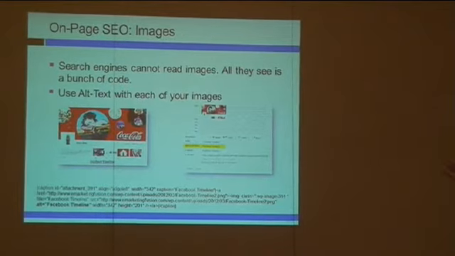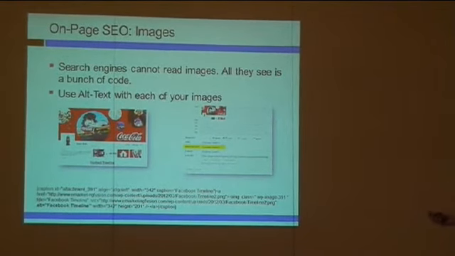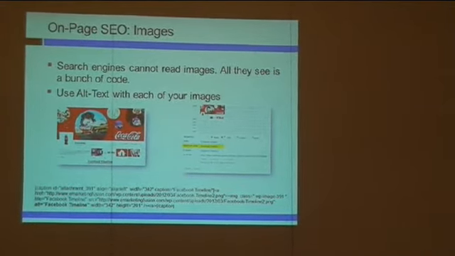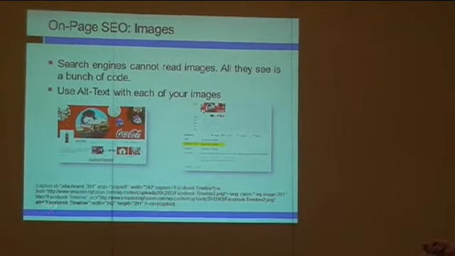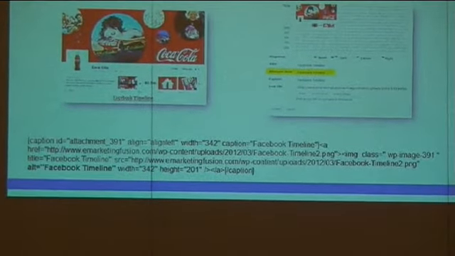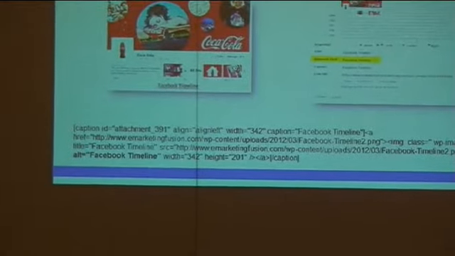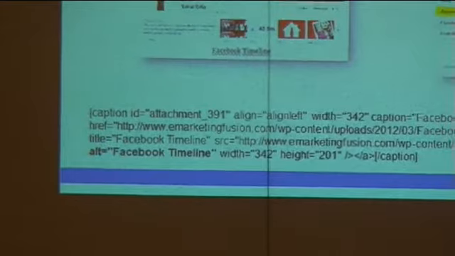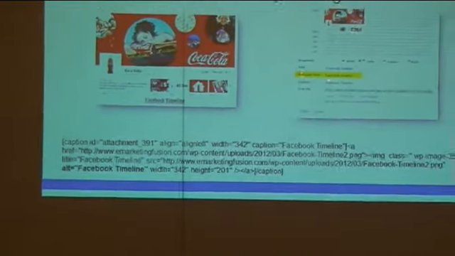But this is what's nice about WordPress, is that, see all this code down here? This is HTML code. You don't have to worry about that with WordPress. Right here, see where it says alt equals Facebook timeline? That is letting Google know, okay, well this image is about the Facebook timeline. So it kind of gets an idea as far as what the image is about. It helps with your SEO. So it's important that you use your alt text, and this is done in WordPress. Very simple to do.